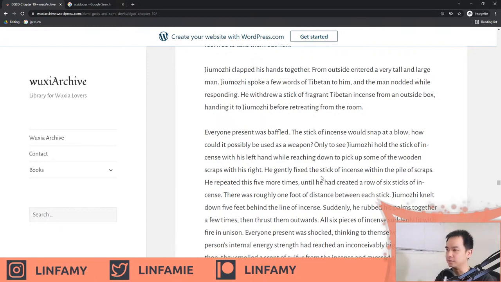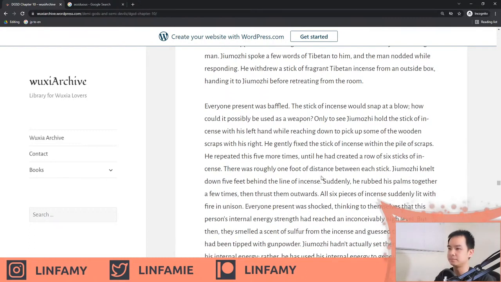Only to see Jiumozu hold the stick of incense with his left hand while reaching down to pick up some of the wooden scraps with his right. He gently fixed the stick of incense within the pile of scraps. He repeated this 5 more times until he had created a row of 6 sticks of incense. Oh wait, so that's not his weapon? There was roughly 1 foot of distance between each stick.